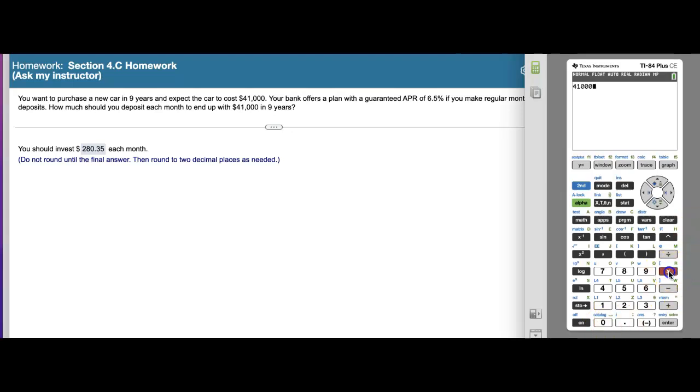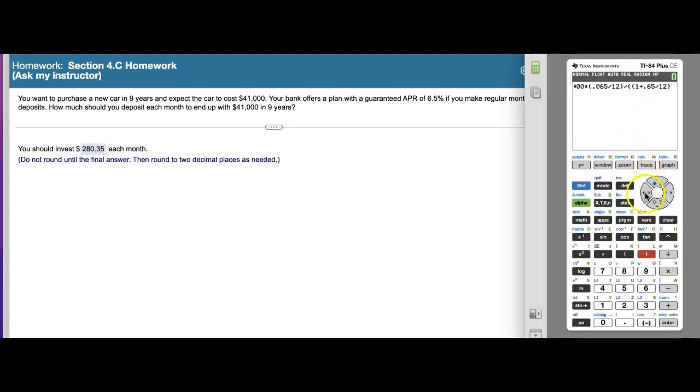times, and then for our numerator part, in parentheses, 0.065 divided by 12, close parentheses, and I'm dividing all that by, and I've got double sets of parentheses here, 1 plus 0.065 divided by 12. All of that's closed in the first set, and I'm raising that.